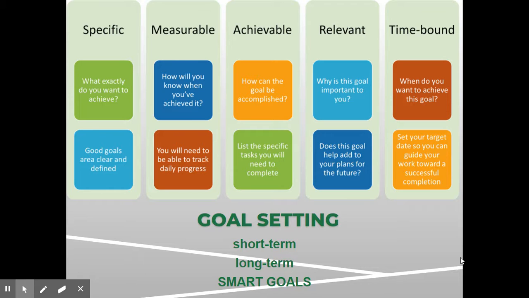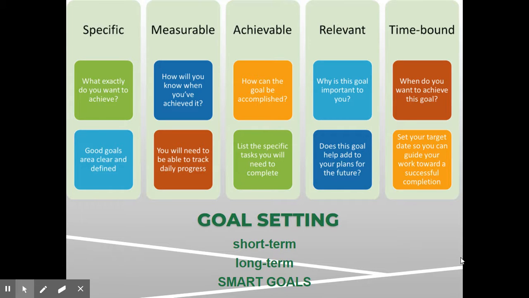Good goals are also measurable, which is the second letter in SMART. How will you know when you've achieved it? You will be able to track daily progress. So if you have a goal and you can't track it, how do you know if you are actually being successful in that goal? You need to be able to measure it and track your goal over time. A is achievable. How can the goal be accomplished? One way to do this is to list the specific tasks you will need to do to complete the goal.